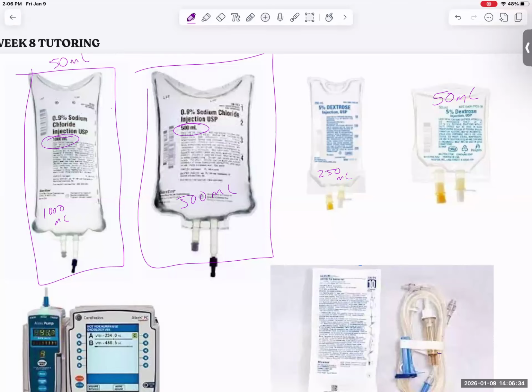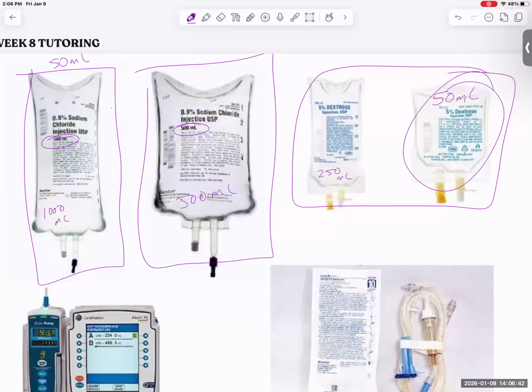And the smaller volume bags we add medication to, so antibiotics, steroids. We usually add antibiotics to the larger bags. There's also 100 milliliter bags, and you would find out what to mix these drugs in through the drug reference guide that you guys will be purchasing, your Davis drug guide. All right, so these are just examples of IV fluids.